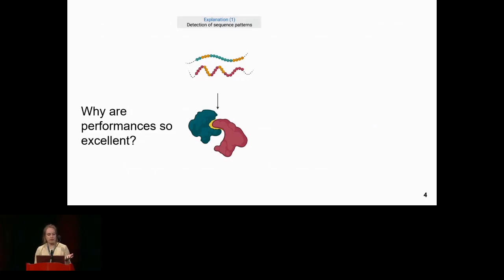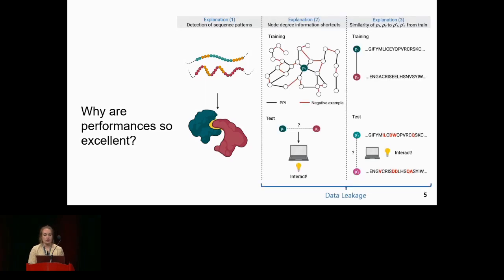The first explanation is that the methods are actually able to detect something in the sequences of these proteins that explain why the proteins interact in 3-dimensional space. However, explanations 2 and 3 are both cases of data leakage. Data leakage occurs if you randomly split up the edges of your input network such that your training dataset overlaps with your test dataset and proteins from test also occur in training.